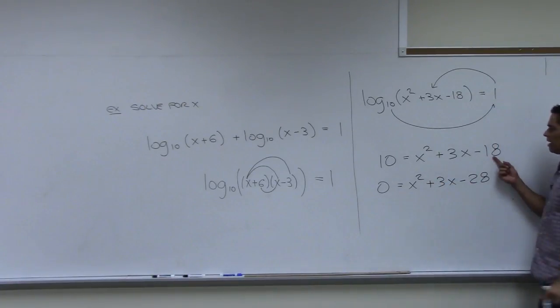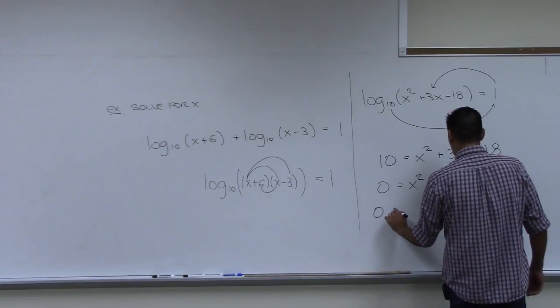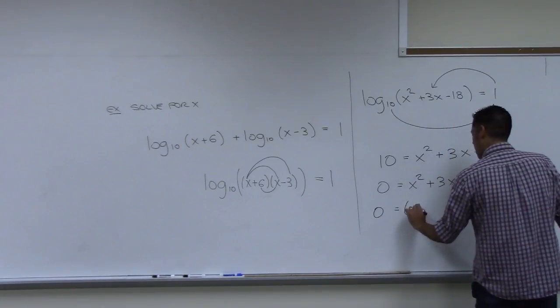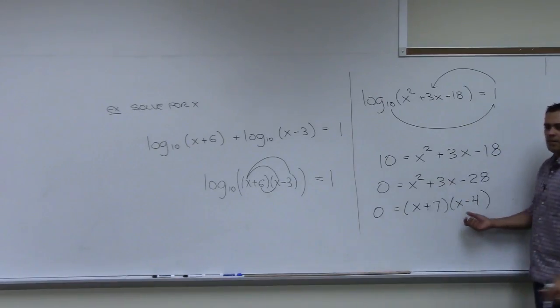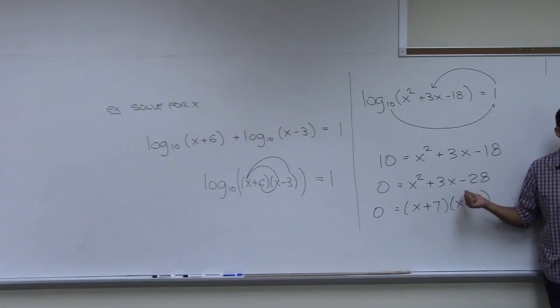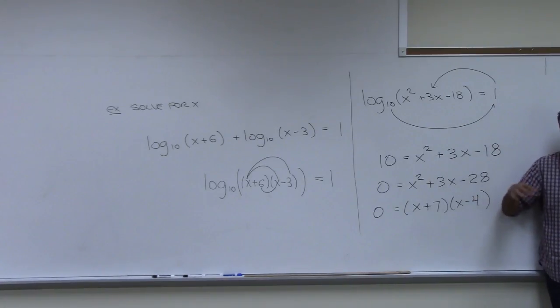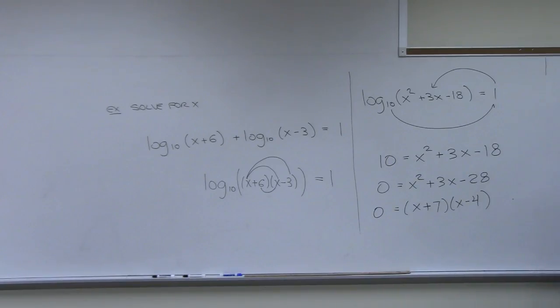So this, if I subtract 10 from 18, I get negative 28. And then how would you solve that? Does that factor? I think we may have gotten lucky here. Does this factor? Is it 7 and 4? x plus 7, x minus 4? That was not intended to work that way. I got lucky. I thought for sure we were going to have to do the quadratic formula, because I just made this problem up, but it looks like it factored, right?